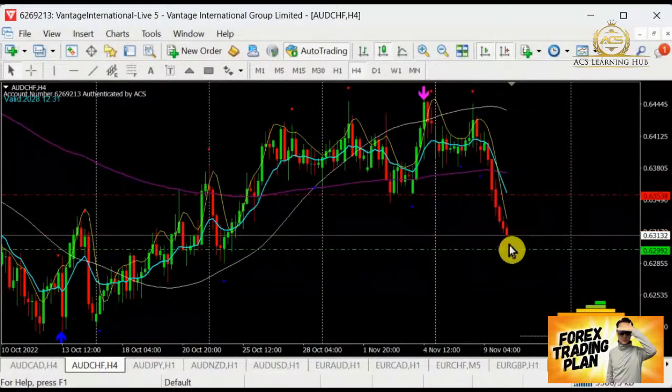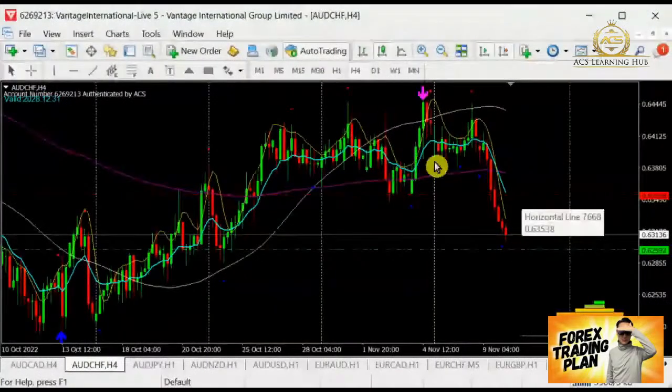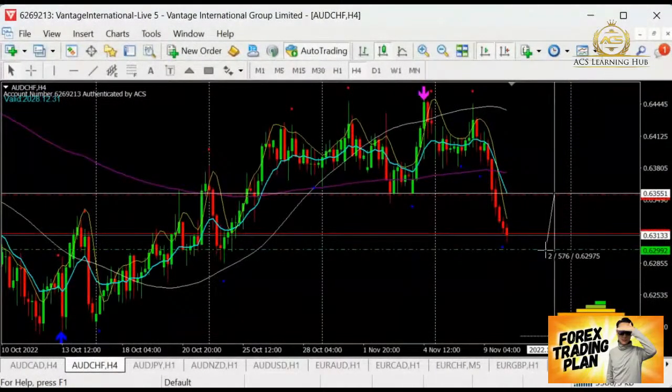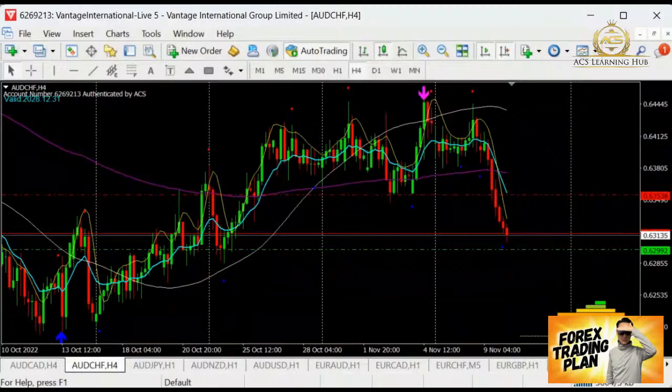Either it breaks the support, then I will start to look out for a selling opportunity, or I allow it to go up first to test the resistance. Then we have a space of 57 pips. I think that's still quite good over here for Aussie franc. So Aussie franc is one that we can also focus on. All right, let's take a look.